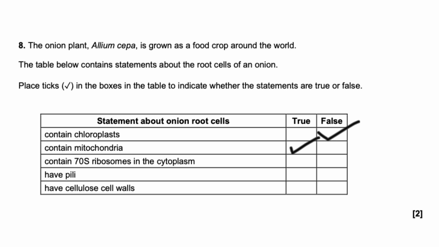Contains 70S ribosomes in the cytoplasm. 70S is a type of ribosome that you can find in the prokaryotic cell. We know that onion cells and onion root cells have to be eukaryotic because plant cells are eukaryotic cells, which means they don't contain 70S ribosomes. Instead, they do contain 80S ribosomes, so you can put a tick on false.